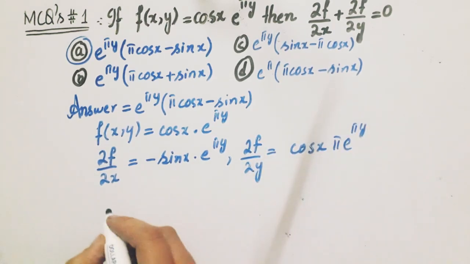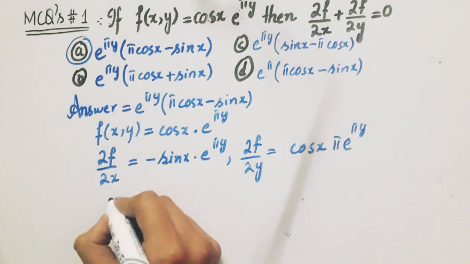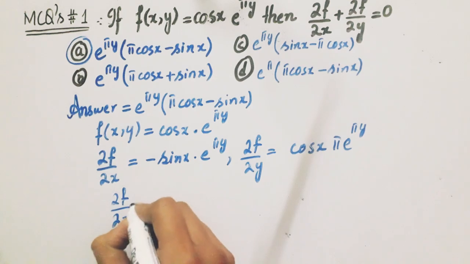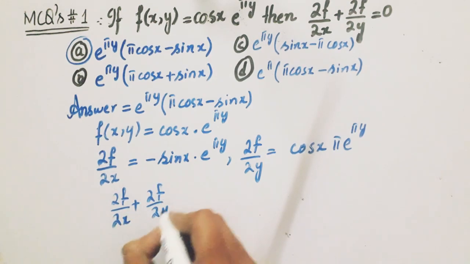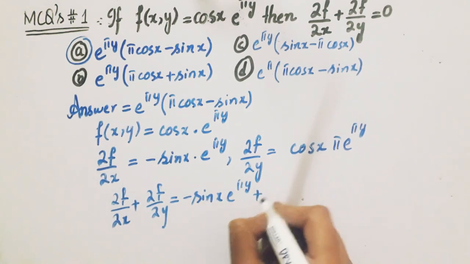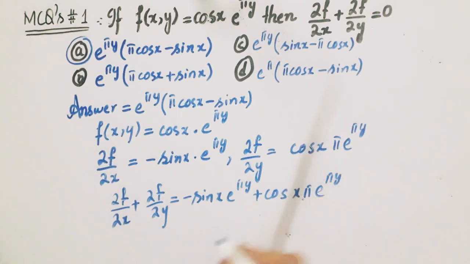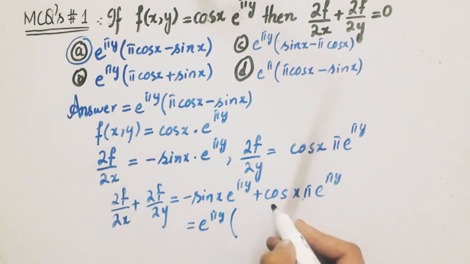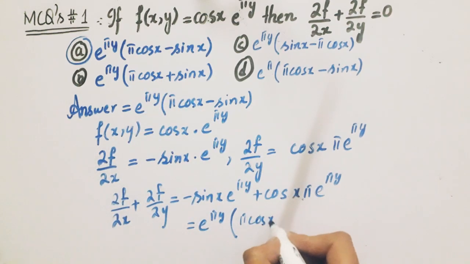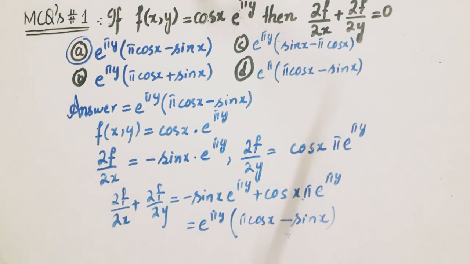Now we will add both these, because in the question it is partial f over partial x plus partial f over partial y. So partial f over partial x plus partial f over partial y will be equal to minus sin of x e raised to power pi y plus cos of x e raised to power pi y. Now we will take e raised to power pi y as common and the remaining will be pi cos of x minus sin of x. So this is the solution of the MCQ. Now we will solve MCQ 2.